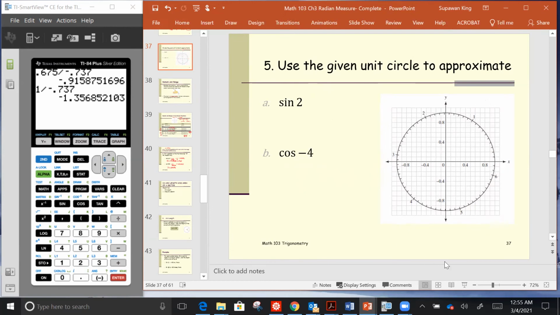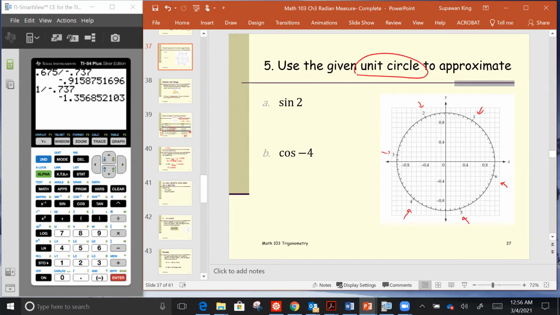Example 5. Use the given unit circle to approximate sine of 2 and cosine of negative 4, as the increment along the circumference of the unit circle is 0.1 unit. So here's 1, 2, 3, 4, 5, 6, about 6.28, or almost 6.3, for one revolution.